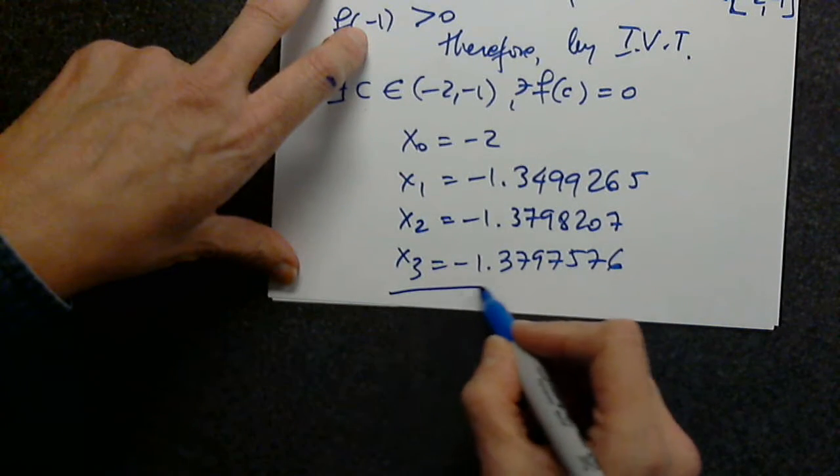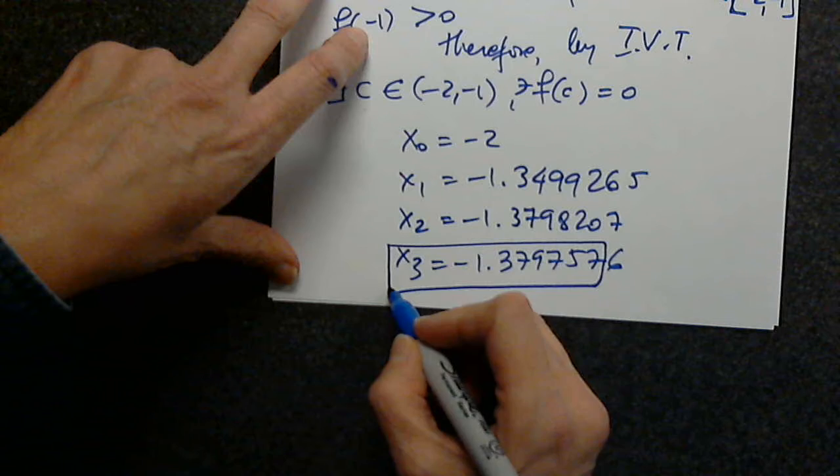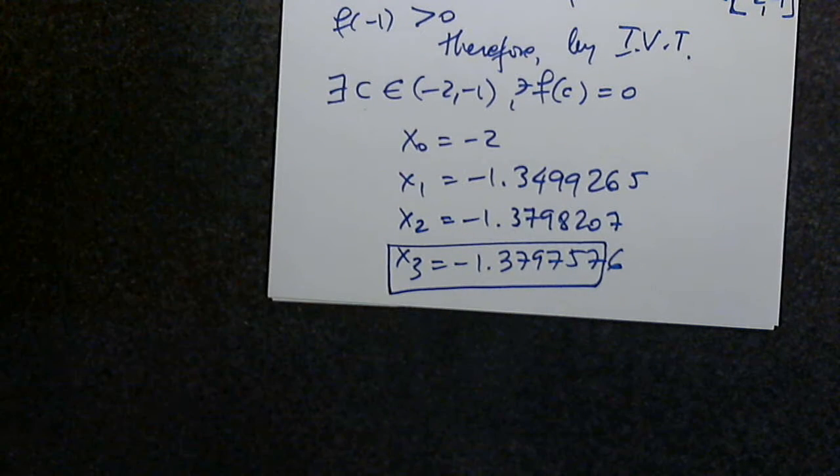That's all I want. If you want to round it up, you can. But this is the final answer. And the method converged in 3 steps. We chose x0, and in 3 steps it converged to 6 decimal. Any questions?